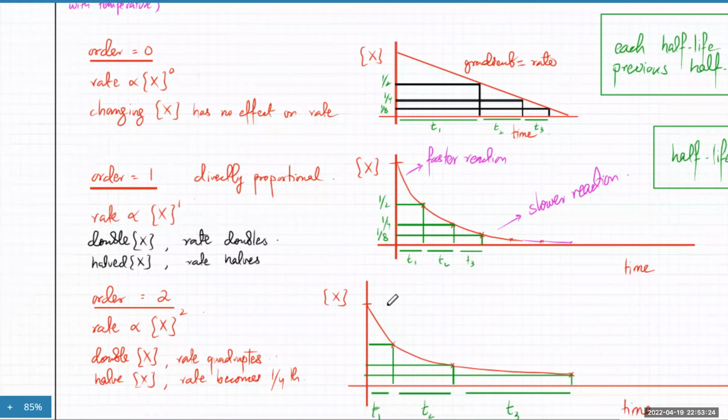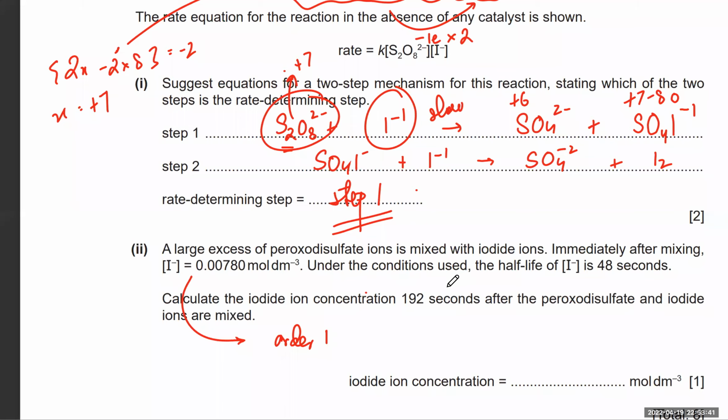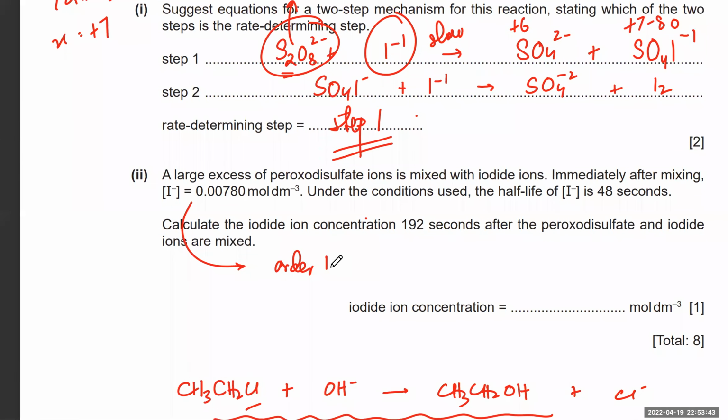And order two is that the half-life doubles every time. If the concentration decreases by half, the rate would decrease by 1/4. It's going to take a much longer time and it would slow down a lot more. So there are three orders, and in this case, it's order one. So that means the half-life is constant. So 48 seconds, right? That's the half-life.